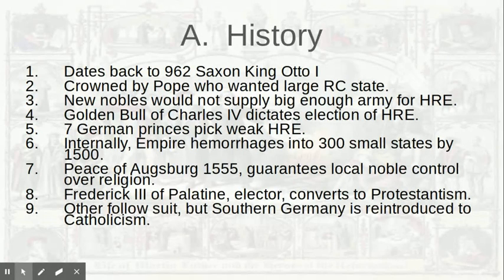And showing that the Holy Roman Empire was not united at all, Frederick III of the Palatinate, who is an elector, will eventually himself convert to Protestantism. So they will not all remain united with the Catholic Church.